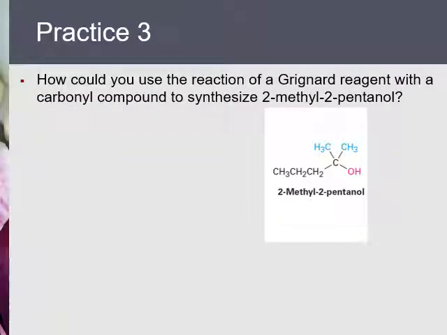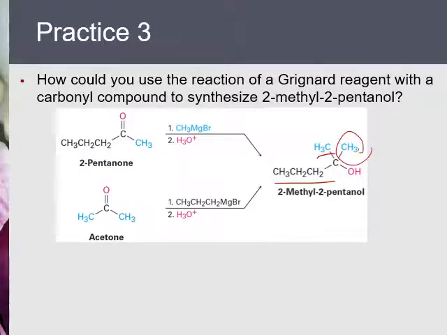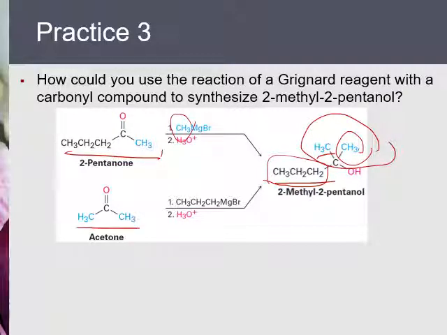Practice. How could you use the reaction of Grignard reagent with a carbonyl compound to synthesize 2-methyl 2-pentanol? Now, just like the last question, we can assume any of these substituents as coming from Grignard reagent. For example, we can assume methyl comes from Grignard reagent. Then the ketone must be propyl methyl ketone. So that's the reactants, and the methyl comes from Grignard reagent. We can also assume this propyl comes from Grignard reagent. Then the ketone will be dimethyl ketone. So this is the reactants, and the propyl comes from Grignard reagent.